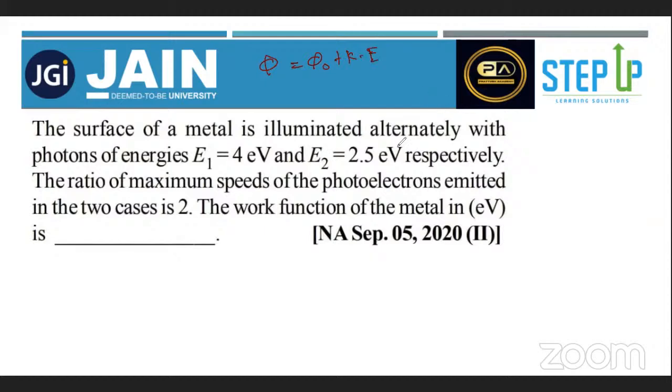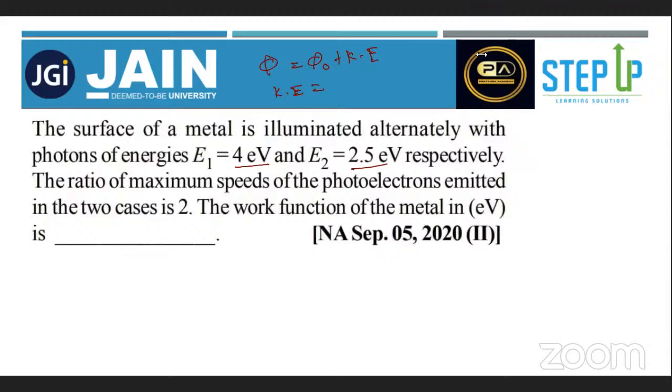Surface of metal is illuminated alternately with photons of energy E1 is 4 electron volt and E2 is 2.5. The ratio of maximum speeds of the photoelectrons emitted in this case is 2. Find the work function of the metal. Work function of one particular metal does not change again and again. So I can write this equation in the form of kinetic energy.